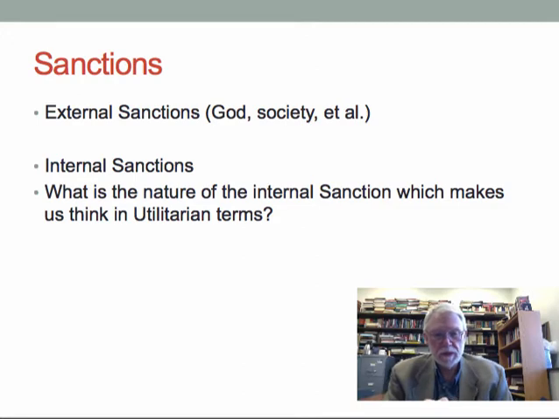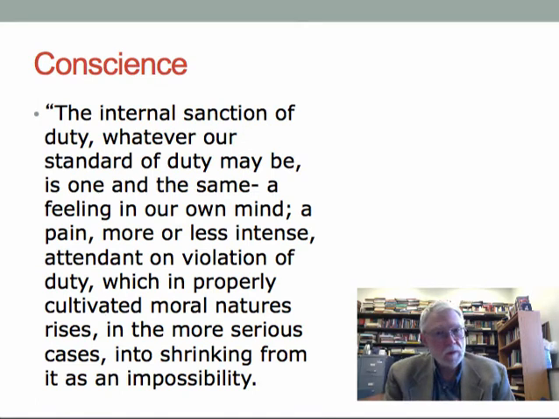So the internal sanctions. The question here is, what is the nature of the internal sanction which makes us think in utilitarian terms? And what Mill finds is that it's in our conscience. And our conscience has been formed through education by parents and others, and generally then formed by society. Certain values are put in our conscience. So conscience is the notion that we feel bad if we steal something. We feel bad for a while. Or if you lie to someone, we feel bad.